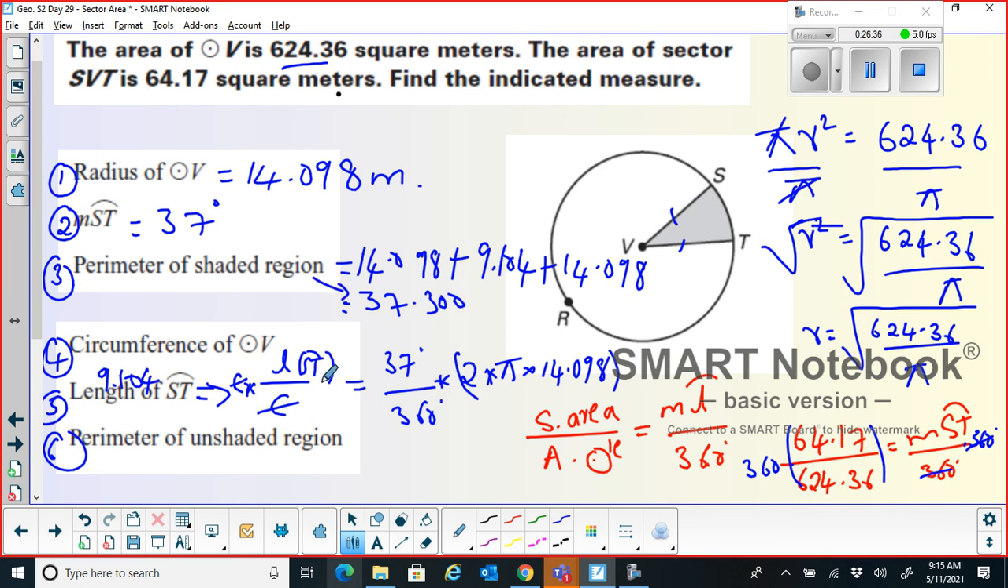We are still left with circumference. We can just find it using 2 pi r. Circumference is nothing but 2 into pi into 14.098. That is 88.580, the circumference of the circle.